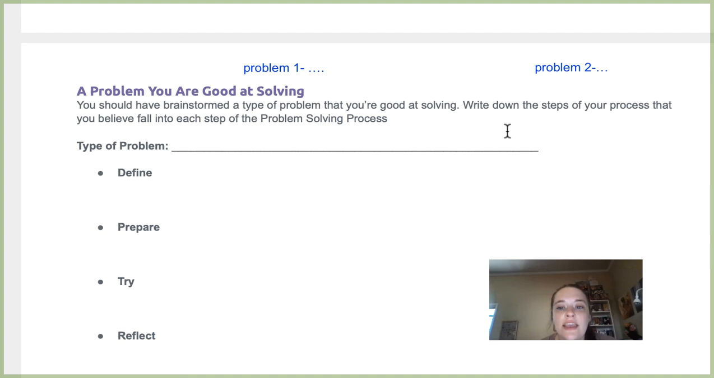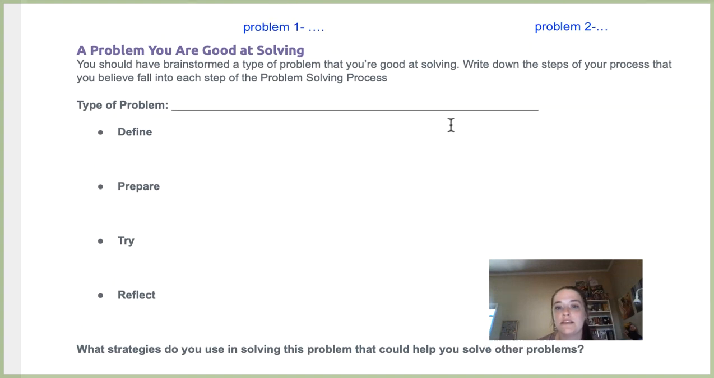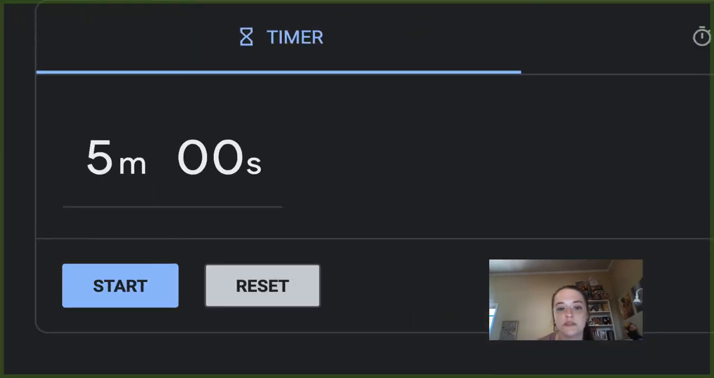Okay, and then I want you to choose one of those problems and put the type of problem right here, and then go over the different steps of the problem solving process and identify each step of the process for that particular problem. And then answer this question: what strategies do you use in solving this problem that could help you solve other problems? Okay, so I'm going to give you a minute to think about two different problems.